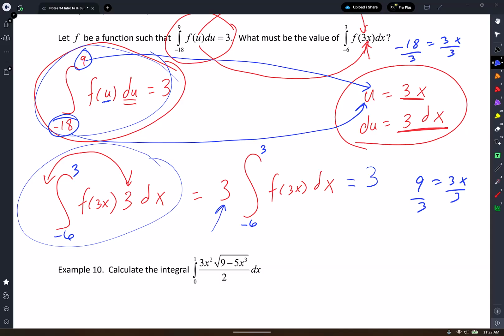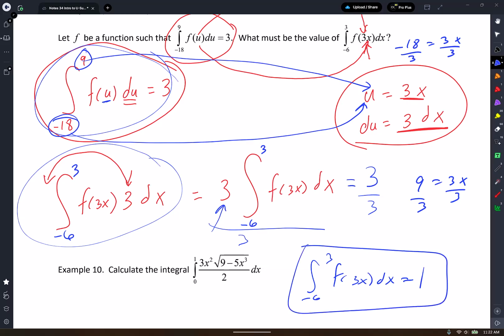So how do I get rid of that 3 there? Divide. Whatever you do to one side, you do to the other. So what does that integral equal? Just 1. All of that, yes.